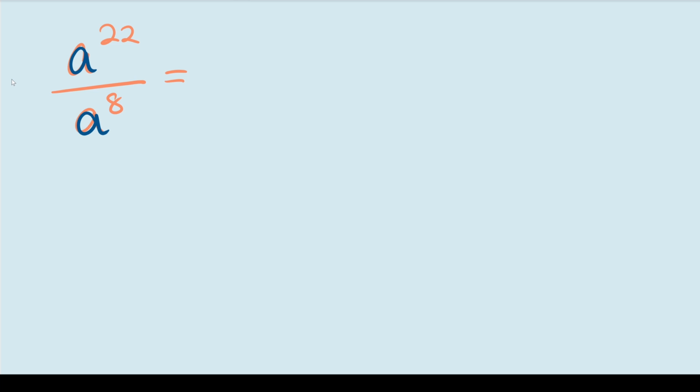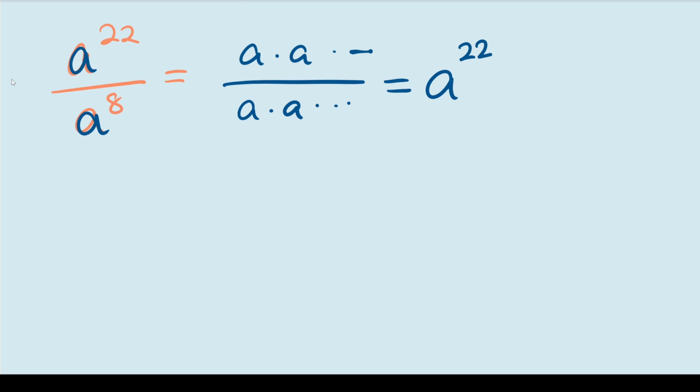So instead of writing everything out like this, and the same thing on the bottom, all we have to do is write a raised to the 22nd minus 8th power, because we're subtracting the exponents. What is 22 minus 8? Well, 22 minus 8 is 14. So we can rewrite that as 14, and that would mean that our final answer is a to the 14th power. Now that's pretty easy. Let's try something a little bit harder.